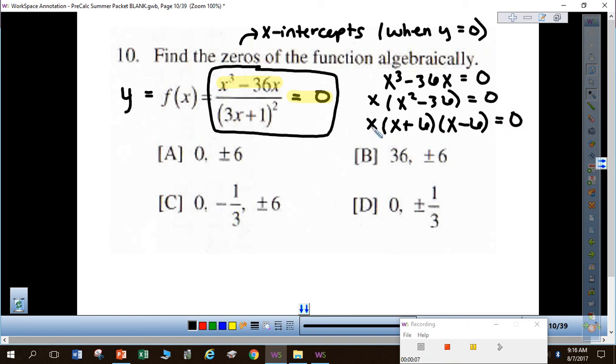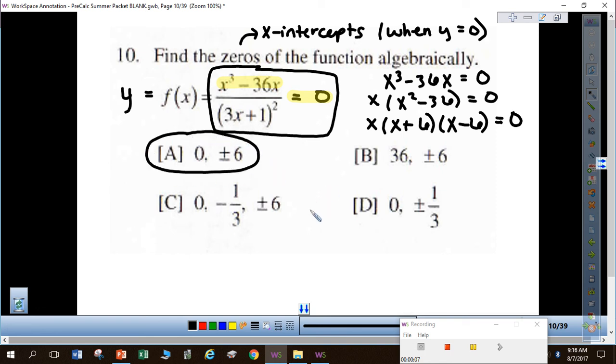And if we think about setting each one of these factors equal to 0 and solving for x, we would get x equals 0. For this one, it would be x equals negative 6, and this would be x equals positive 6. So that is going to be answer choice A.